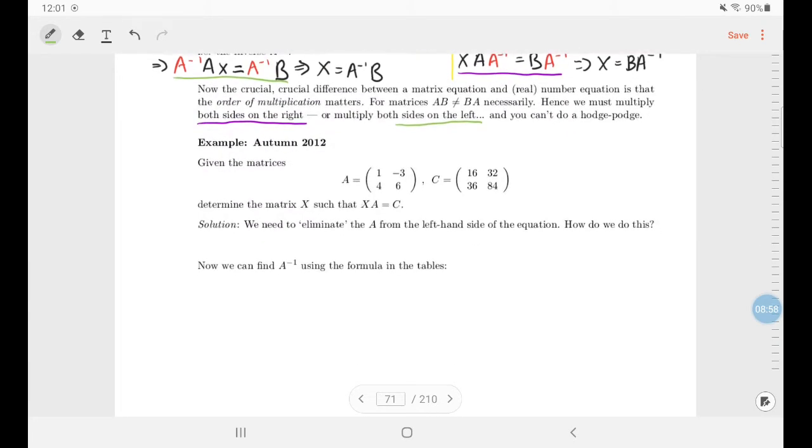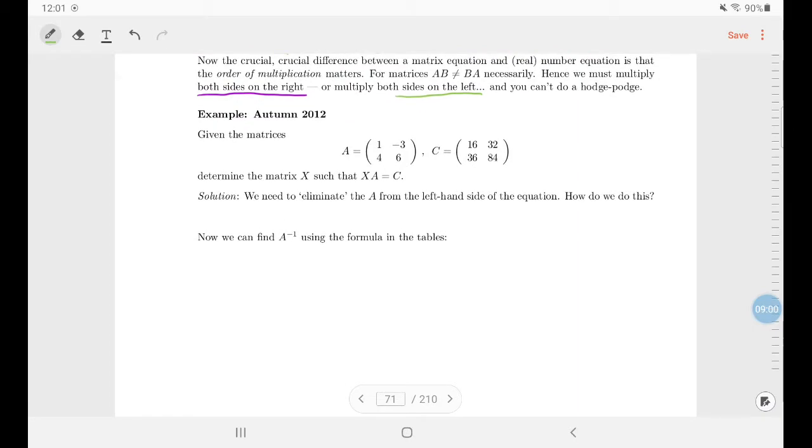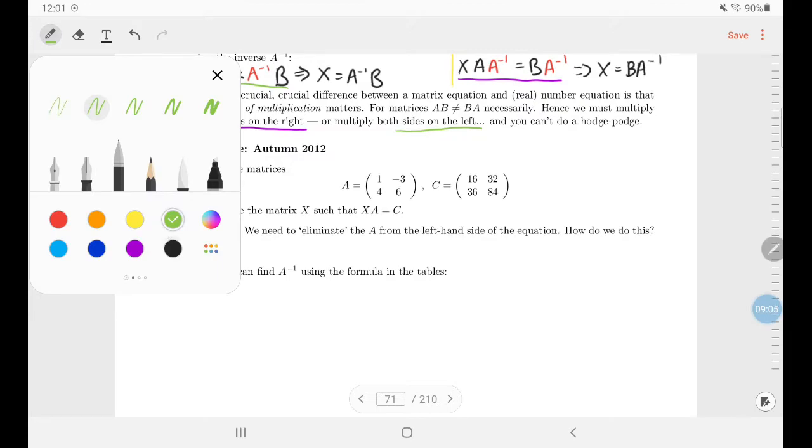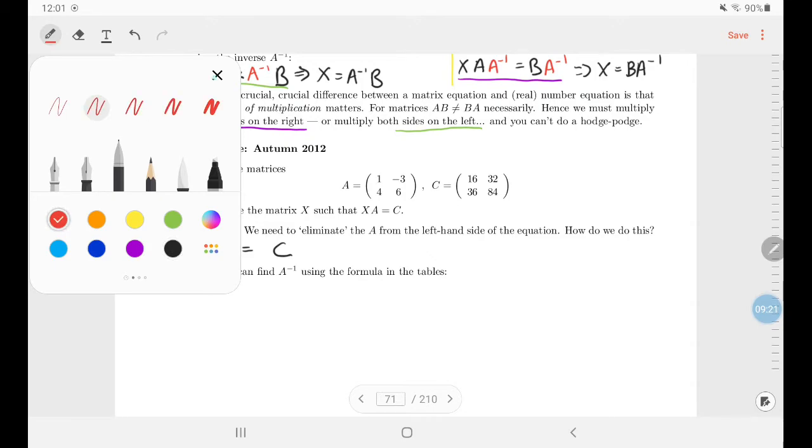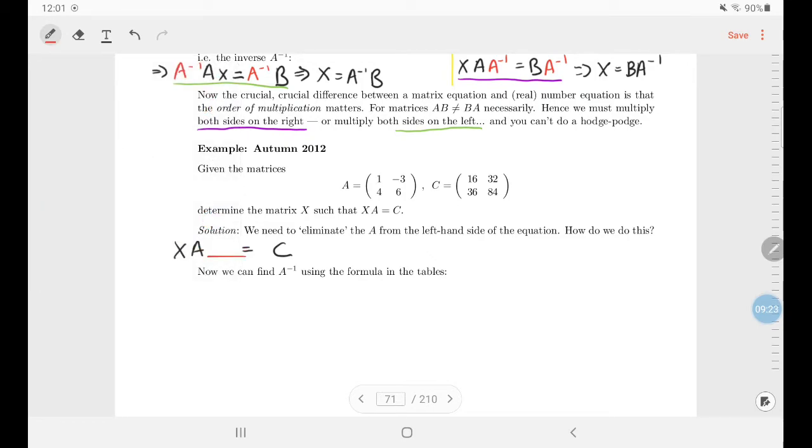Okay, let's do one example of this. So we've got xA equal to C. Now I'll do one extra line here that you can include if you want. But I suppose we'll do the easy way first. So we have xA equal to C, and we're trying to find the matrix x. We know the matrices A and C, so what we have to do is get rid of that A on the left hand side. So you need to multiply by A inverse here. Multiplying by A inverse here is no good. Have to multiply by A inverse here. So we're multiplying by A inverse on the right. We have to do it to both sides.